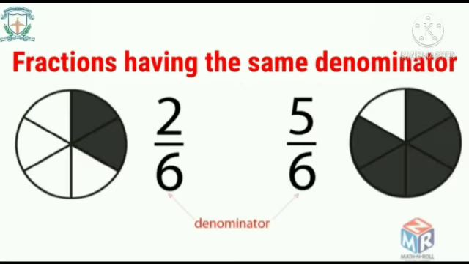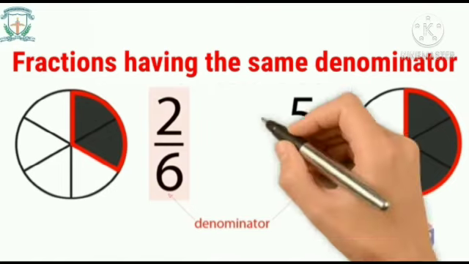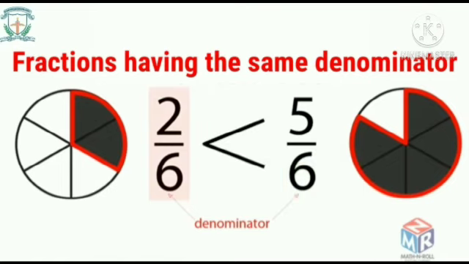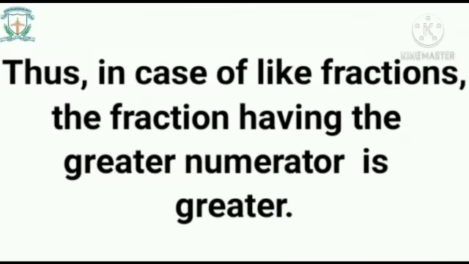Let us take another fractions having the same denominator. The fraction with the greater part shaded is the greater fraction. Therefore, 5 by 6 is the greater fraction. Hence, 2 by 6 is smaller than 5 by 6. Thus, in case of like fractions, the fraction having the greater numerator is greater.